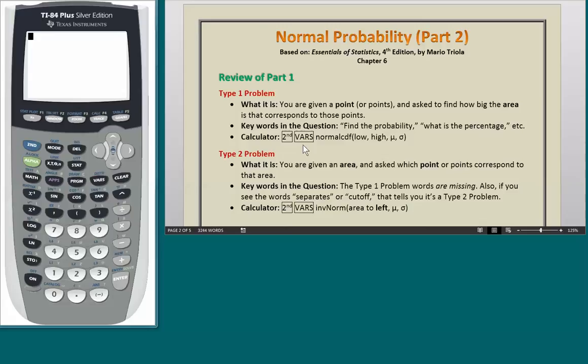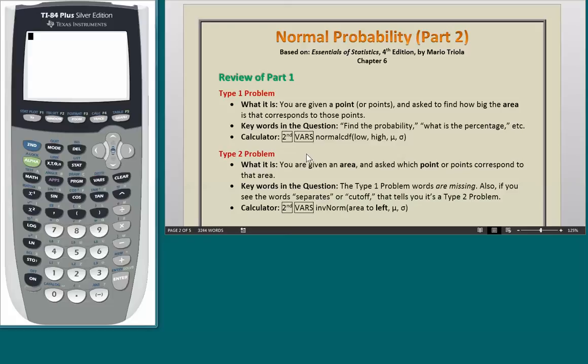And then on the calculator, the way you're going to solve these problems is by using second vars, normal CDF, and you're going to enter low, high, mu, and sigma. And again, if you look at Part 1, it'll clarify this a little bit, but certainly as we go through the problems in this part, you'll see what these things represent.